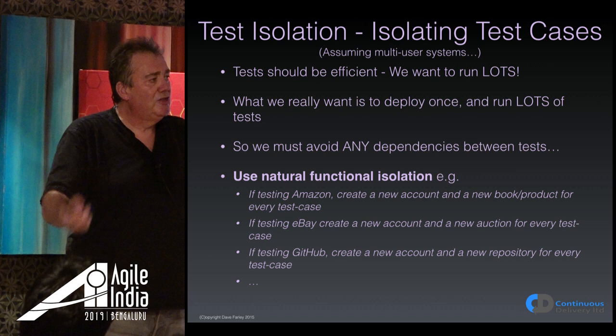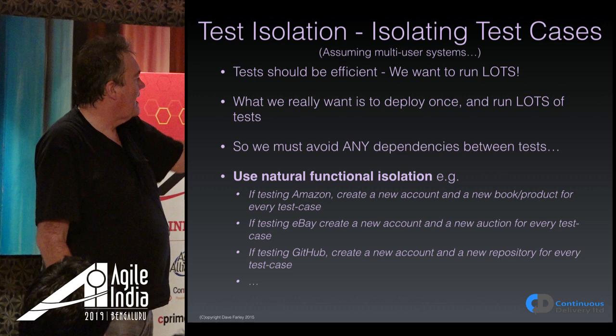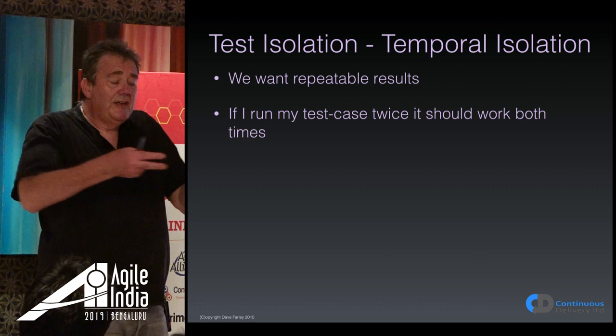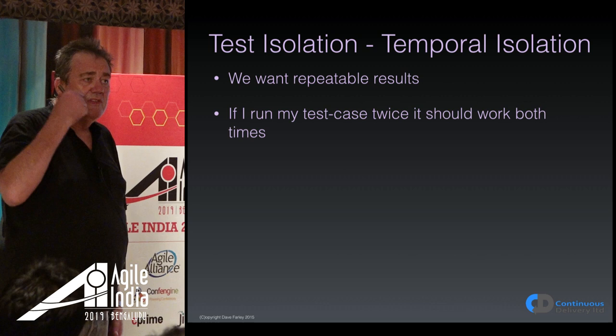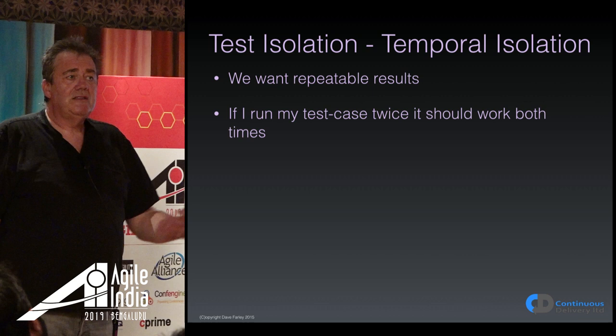If you're doing eBay, it creates a new account and a new auction and so on. And that kind of gives you this ability to run these things in parallel with each other without any kind of tidy up costs or anything like that, so you can move forward quite quickly. The next step is that we want repeatable results. We want to be able to run the same test over and over again in the same environment, ideally. So if I run my test case twice, it should work each time.